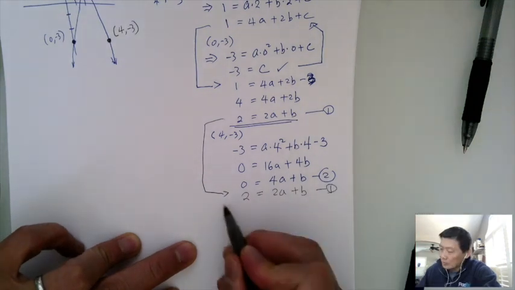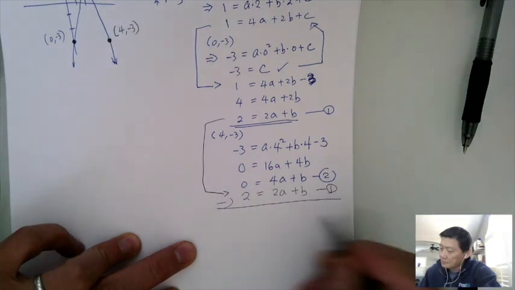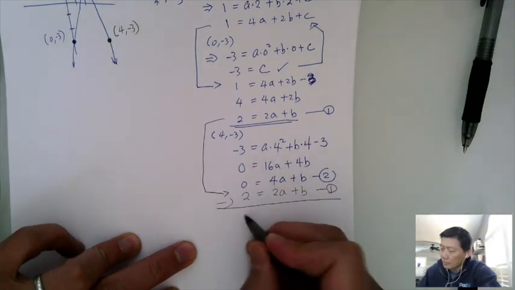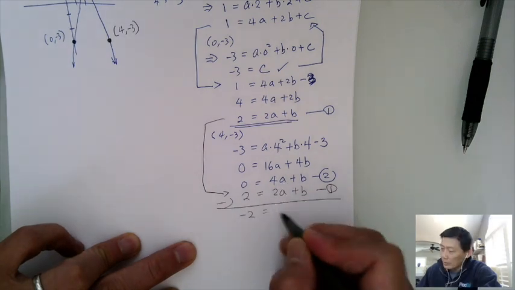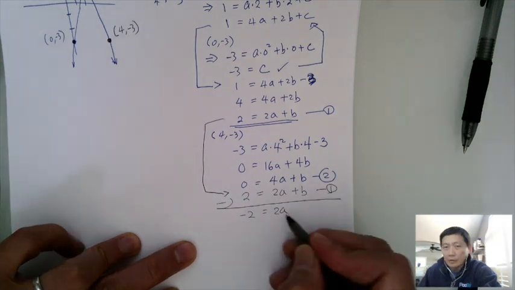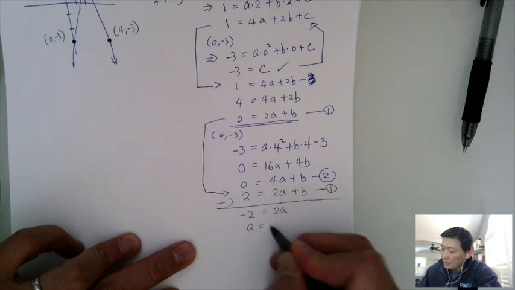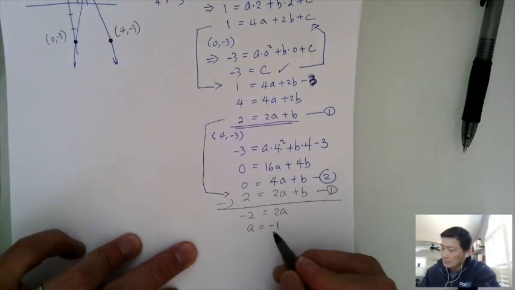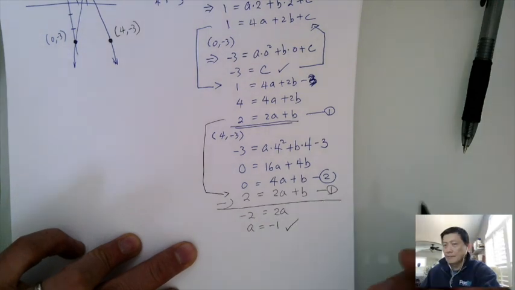Now what do we do? We learned in Algebra 1 that we can subtract these two equations. 0 minus 2 is negative 2. 4a minus 2a is 2a. b minus b equals 0, so negative 2 equals 2a. So what does that mean? That means a is equal to negative 1. That's the second one, right?